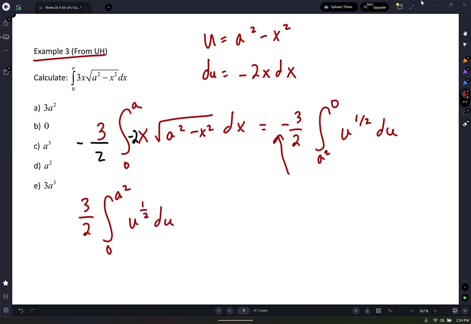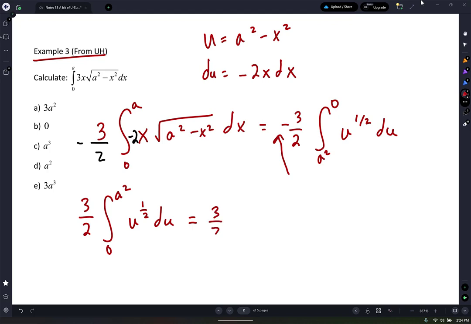Have I confused anyone? When you're evaluating an integral, it's bottom to top, because bottom is the lower limit, top is the upper limit. But then your antiderivative is upper minus lower, right? Fundamental theorem. All right, here we go.